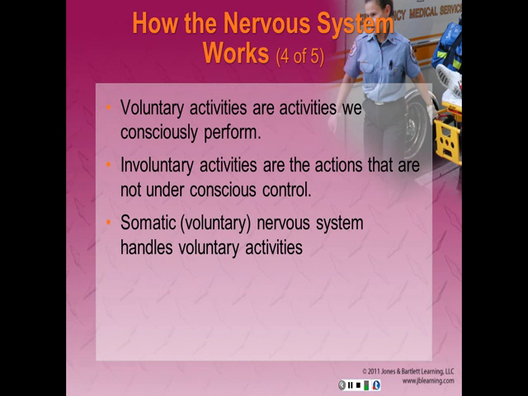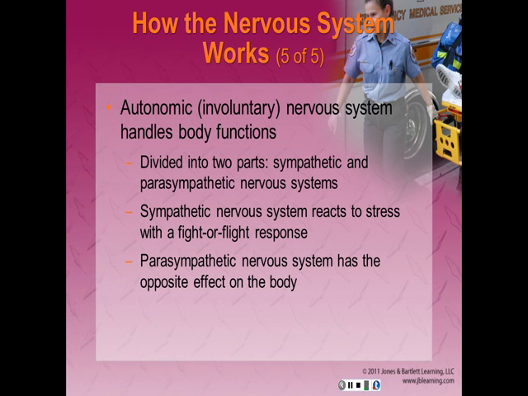Voluntary activities are activities that we consciously perform in which sensory input determines the specific muscular activity. Involuntary activities are the actions that are not under conscious control, such as breathing. The somatic voluntary nervous system handles voluntary activities. The brain interprets the sensory information that it receives from the peripheral and cranial nerves and responds by sending signals to the voluntary muscles. The autonomic or involuntary nervous system handles the body functions that occur without conscious effort, and controls the functions of many of the body's vital organs over which the brain has no voluntary control.